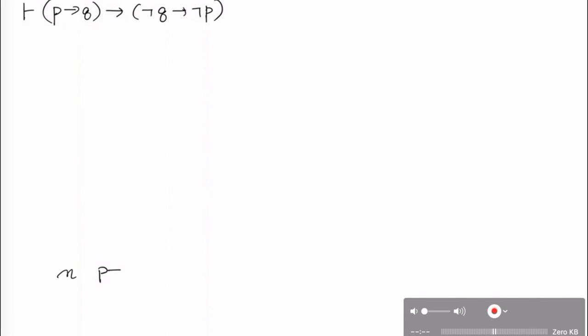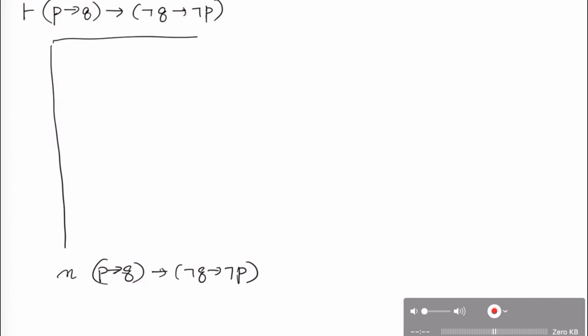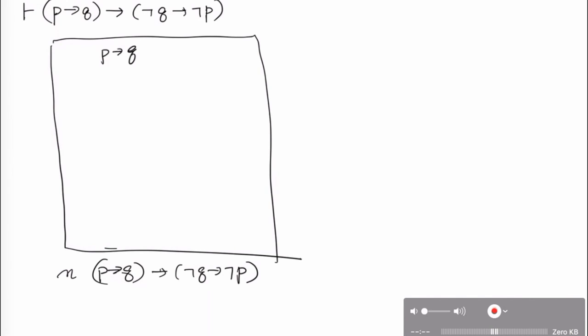So we have P and Q. P implies Q, implies not Q implies not P. Good. So same thing again. We need a box. P implies Q is the first line, not Q implies not P is the last. So this is 1 and n minus 1.